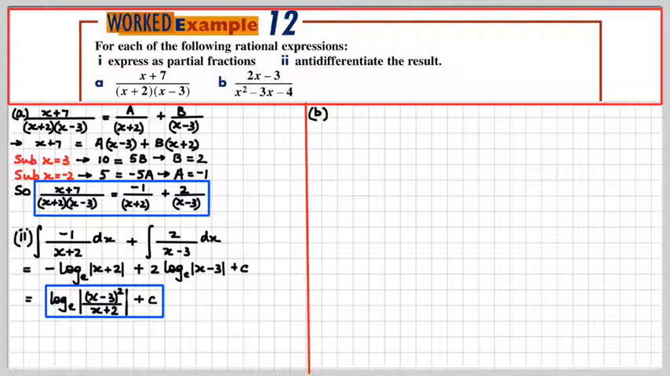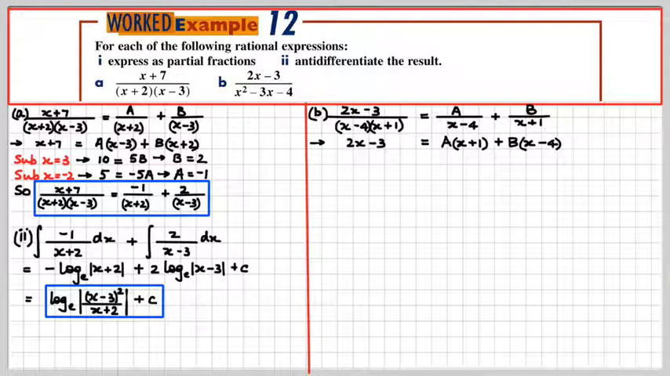What's the degree of the denominator? 2. Good. Don't have to divide denominator into numerator, it's just that. Okay, same technique. Multiplying both sides by the denominator, you get that. Now, what values of x am I going to pick, guys? You should know by now, based on the previous example. I'm going to pick x is minus 1, and then I'm going to pick x is plus 4.